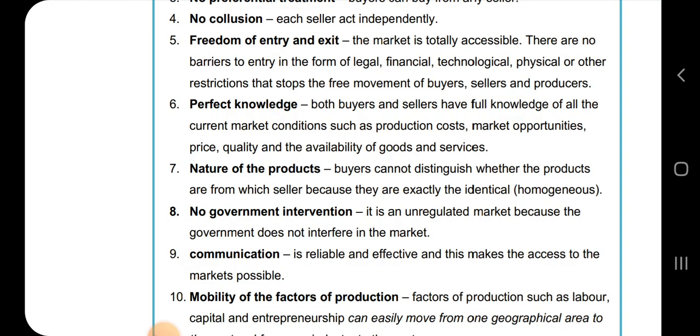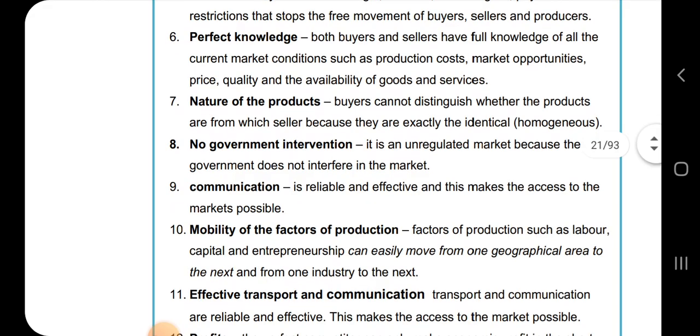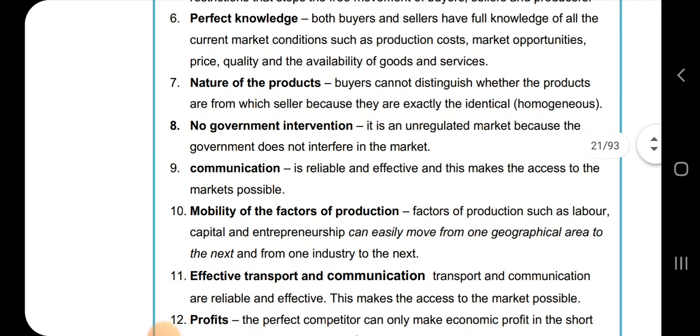And then there's perfect knowledge. Both buyers and sellers have full knowledge of all the current market conditions. So nothing is hidden under the sun in that market.